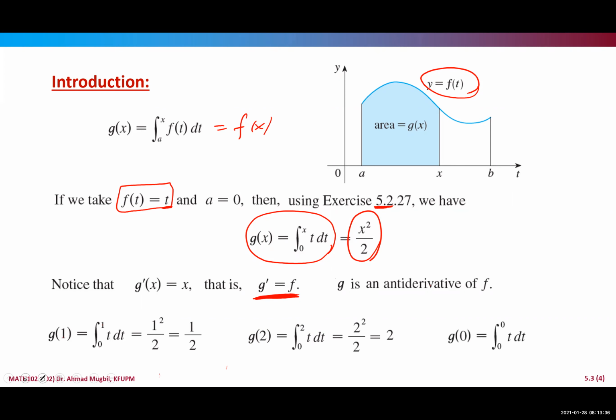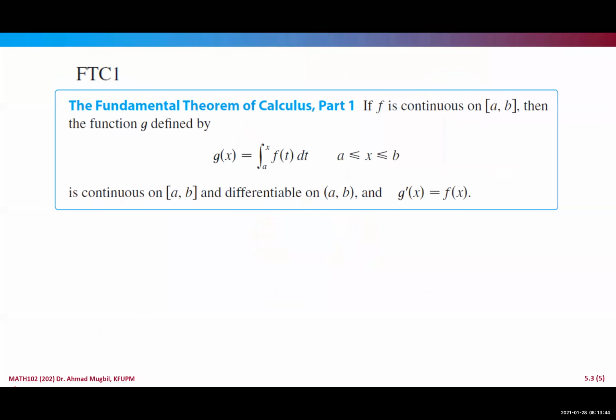It will be 2. The integral from 0 to 0, for sure, will be 0. Just substitute over there if you want to know that it is 0. So according to that, we have the FTC.